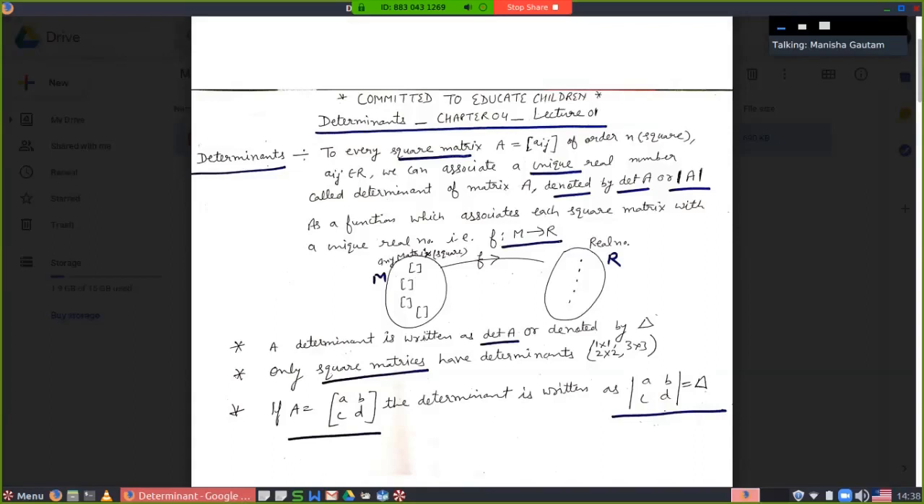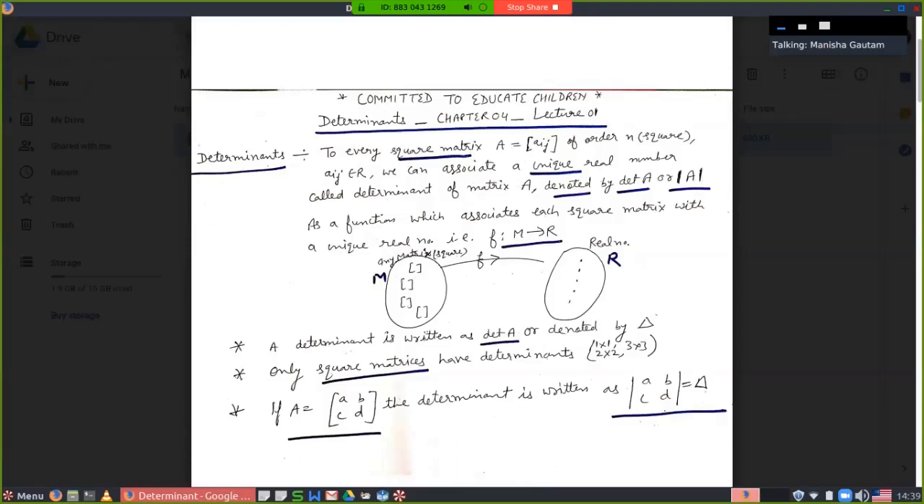The definition of determinant: to every square matrix A equal to [aij] of order n, where aij belongs to the real numbers, we can associate a unique real number called the determinant of the matrix A, denoted by determinant of A or by this sign between two parallel lines.